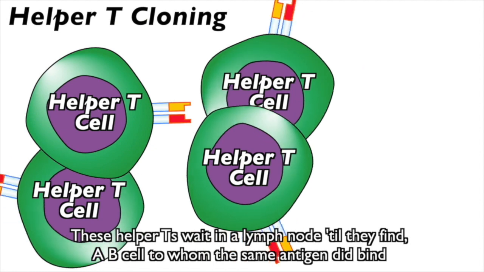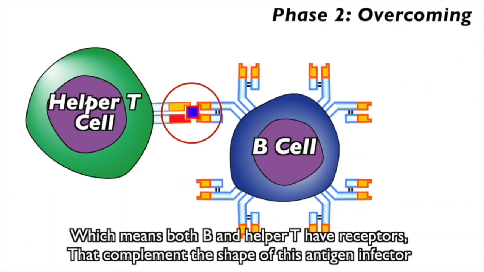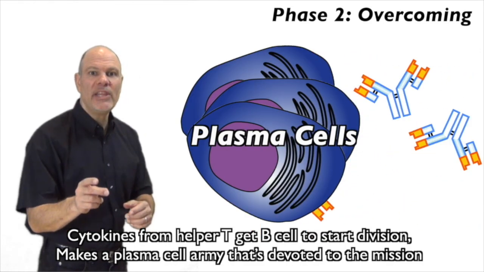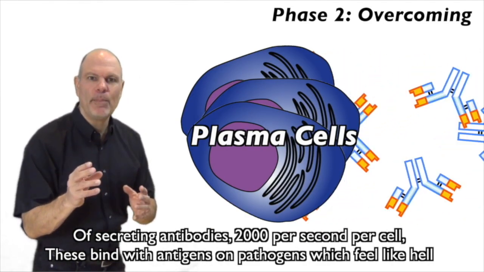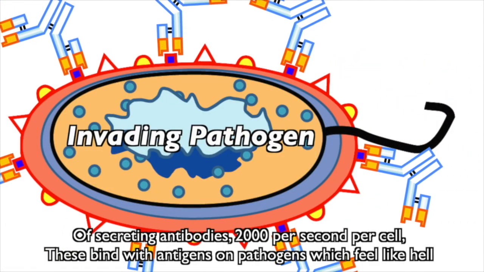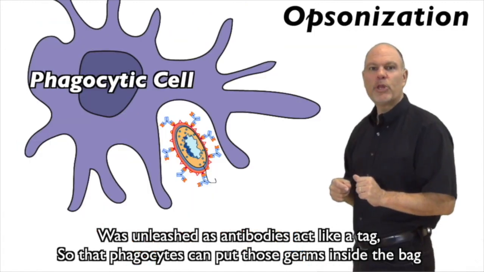These helper Ts wait in a lymph node till they find a B cell to whom the same antigen should bind, which means both B and helper T have receptors that complement the shape of this antigen. Infector cytokines from helper T get B cell to start division, makes a plasma cell army that's devoted to the mission of secreting antibodies, 2,000 per second per cell. These bind with antigens on pathogens, which feel like hell was unleashed, as antibodies act like a tag so that phagocytes can put those germs inside the bag.